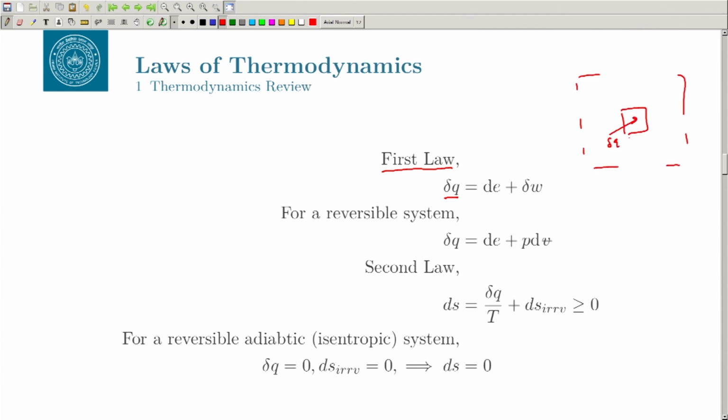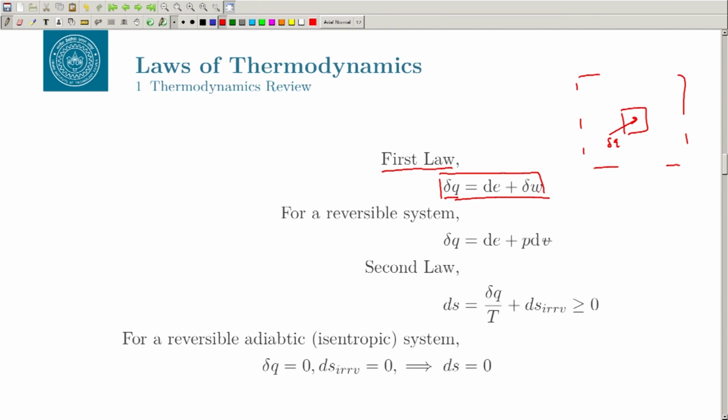If the heat is added to a system, it is used to increase the internal energy plus the work done. This is the first law of thermodynamics. There are many different ways of writing it. Sometimes they take this delta W to be negative, that is when there is work done on the system. If there is work done on the system, then delta W is negative. If the work done is by the system, then delta W is positive.